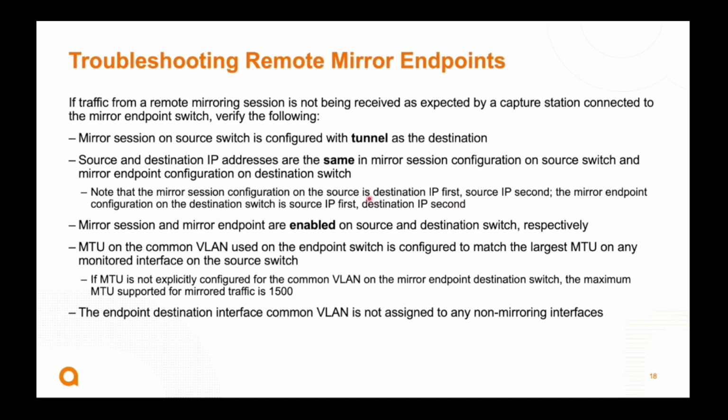So on the source switch where you're configuring the mirror session, it's destination IP first and source IP second. On the endpoint, it's the other way around, where you specify the source IP first and destination IP second. So the order is swapped on each end of the tunnel. Make sure your mirror session and mirror endpoint are enabled on each switch respectively. So you have to have the sessions and endpoints active on both ends.